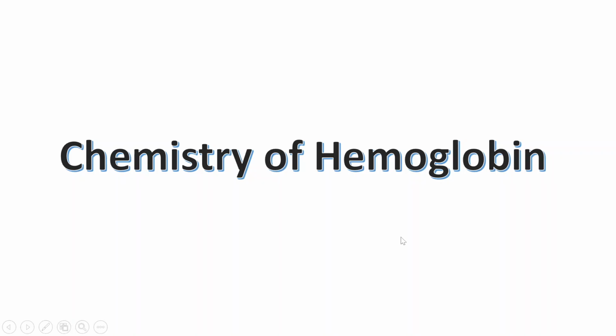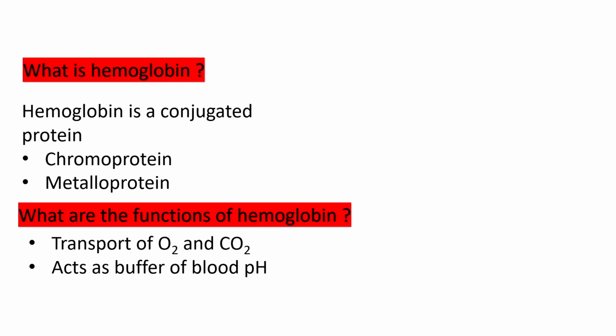Hello everyone. So today we are going to look at the chemistry of hemoglobin and try and answer a few important questions. So first, what is hemoglobin? Now hemoglobin is a type of protein, and if you look at the classification of protein, it comes under the type of conjugated protein. So what do we mean by conjugated protein?